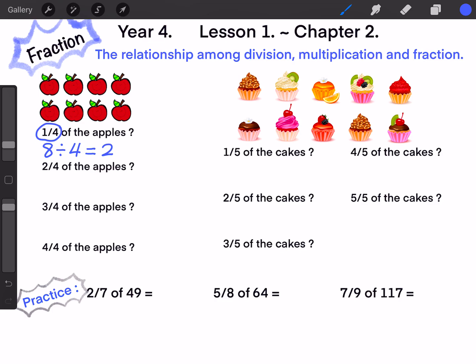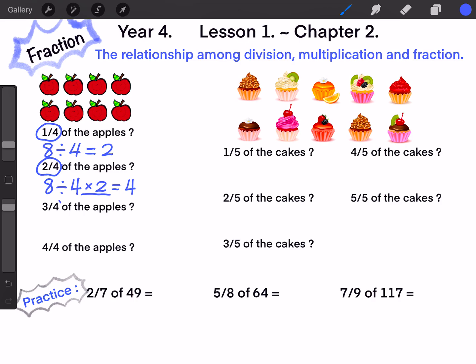Now, what about 2/4 of the apples? 2/4 means we divide 8 apples into 4 equal groups, and in 2 groups, totally there are 8 divided by 4 equals 2, 2 times 2 finally equals 4. So 2/4 of the apples equals 4 apples.